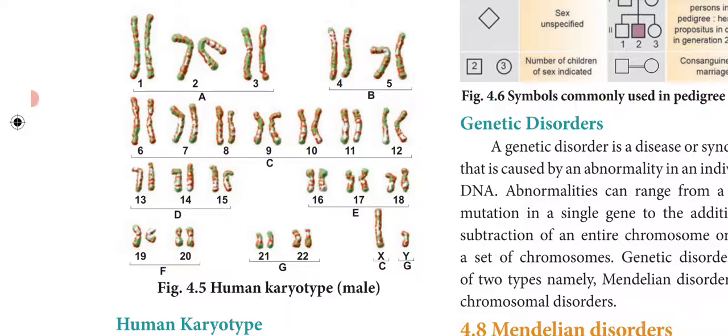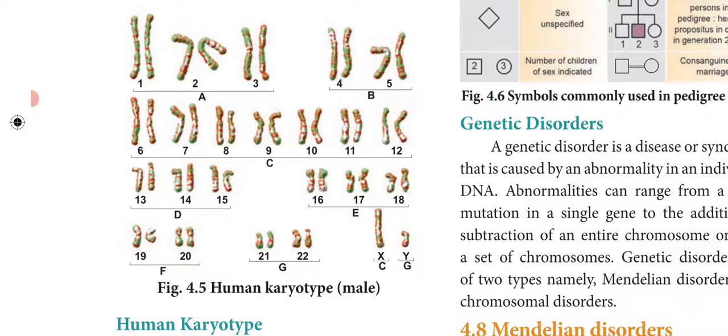You can see the last pair, that is the 23rd pair of chromosomes, that is the sex chromosomes or the allosomes. So the first 22 pairs are called the autosomes and the last pair is called the allosome. Thus the allosome determines whether the person is male or female. If it is XX it is female, and if it is XY it is male.